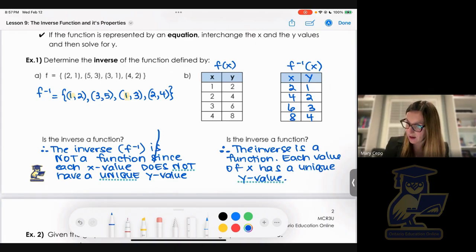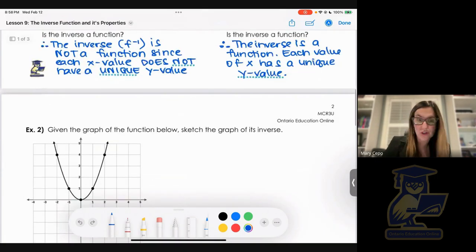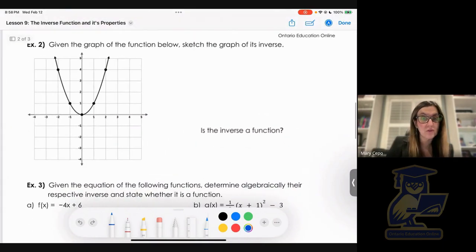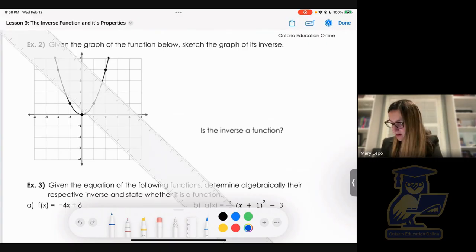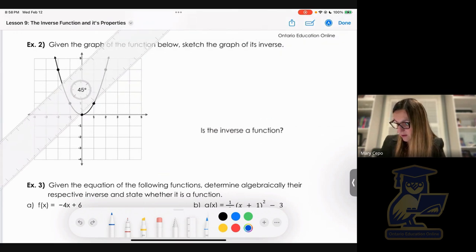When we're given a function represented as ordered pairs or a table of values, we simply interchange the x and the y values. The second way that an inverse can be represented is reflecting the graph along the line y equals x. Now, taking out our ruler, y equals x again, I'm going to just draw it as a dotted line, would be like such.